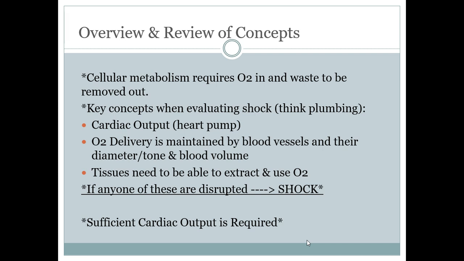So remember these concepts. Body organs and tissues require a regular, consistent supply of oxygen and removal of metabolic waste. Sufficient cardiac output is required. And again, what does sufficient cardiac output mean? It's an uncompromised vascular system that is able to dilate and constrict, provide sufficient blood volume with healthy tissues, being able to extract and use the oxygen delivered by the capillaries.